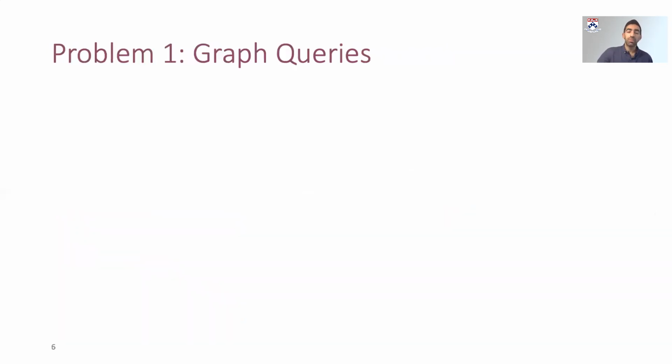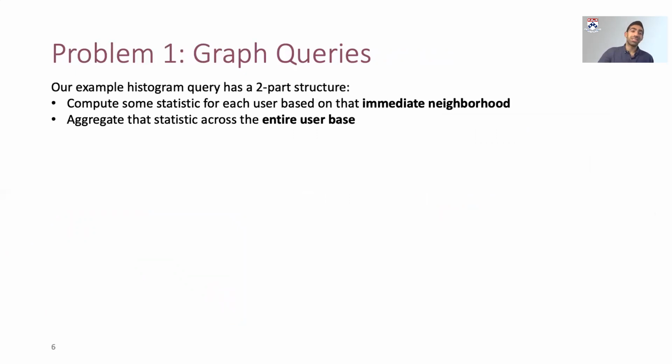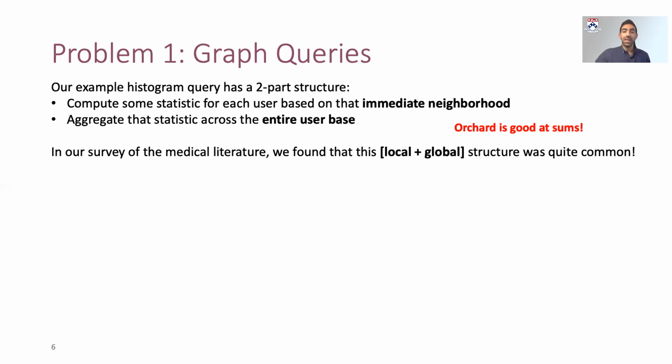So this histogram query actually has a two-part structure. It computes some kind of statistic for each user based on that user's neighborhood in the graph, and then it aggregates that statistic across the entire user base. This is good news because Orchard is already good at sums. And in our survey of medical literature on infectious diseases, we found that this two-part structure was actually quite common.